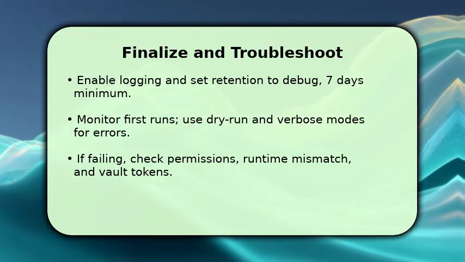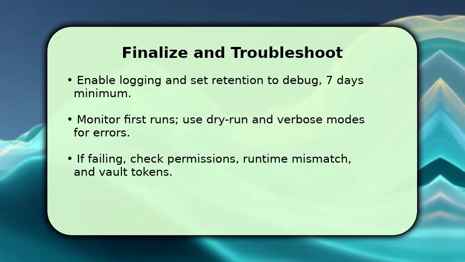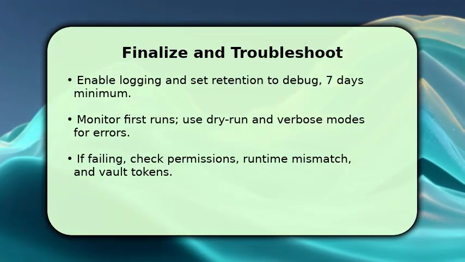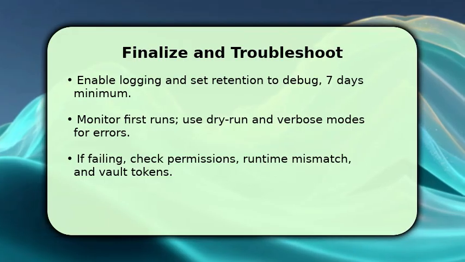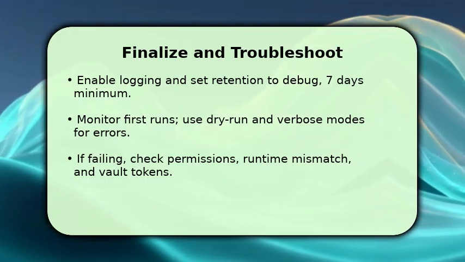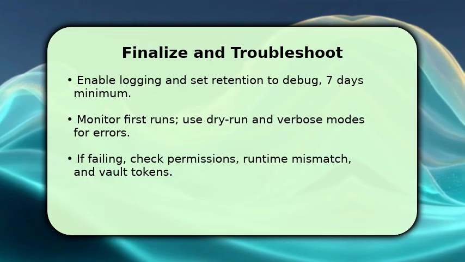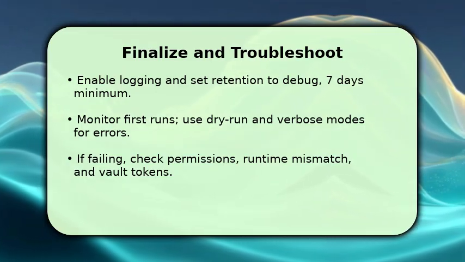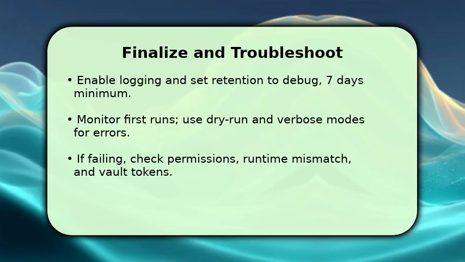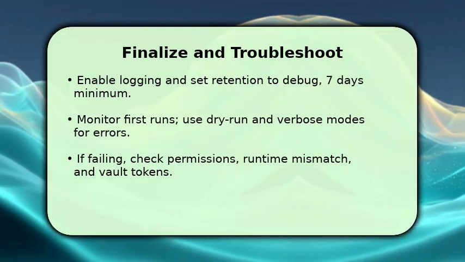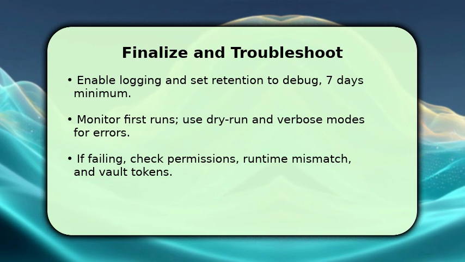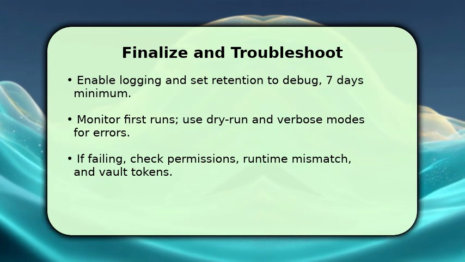Then start the Auto Execute rule for a real run, monitor logs and output in verbose mode, and watch resource graphs to confirm limits hold. If execution fails, check file permissions and ownership first, then confirm runtime version matches the script interpreter, and that vault tokens are valid. If problems persist, rerun in dry run with debug enabled to capture stack traces and fix the root cause.